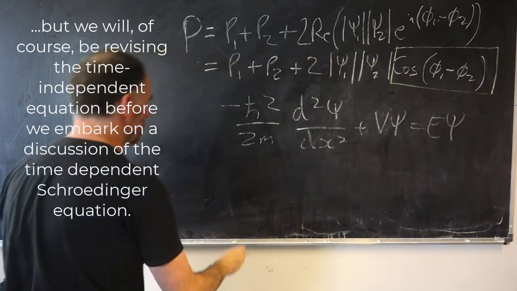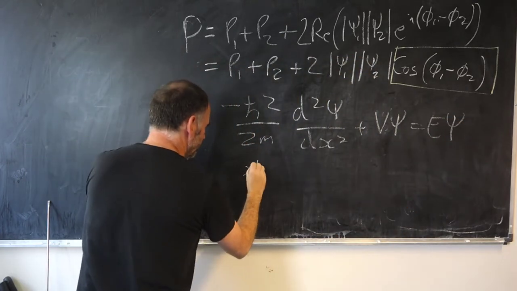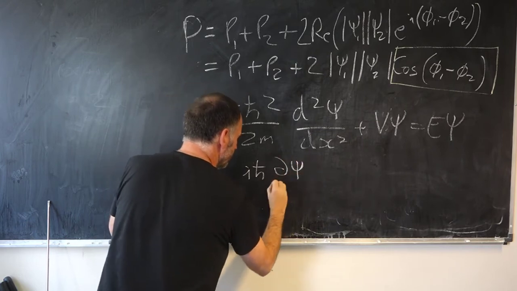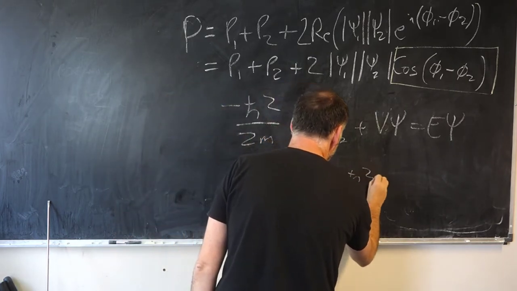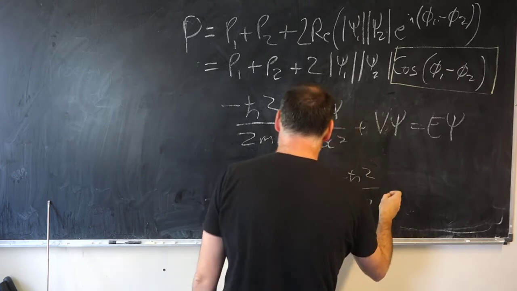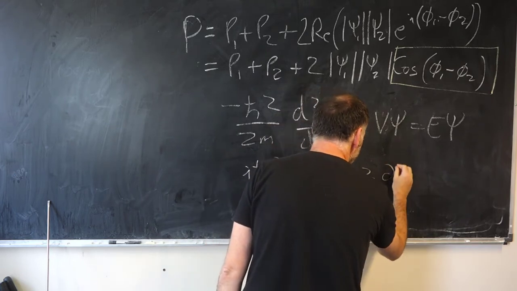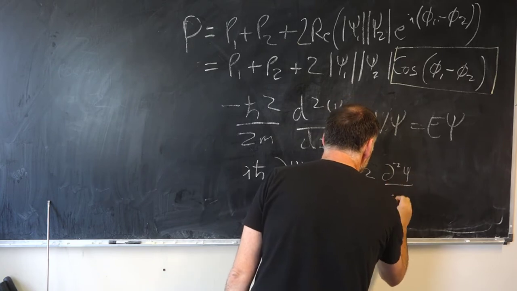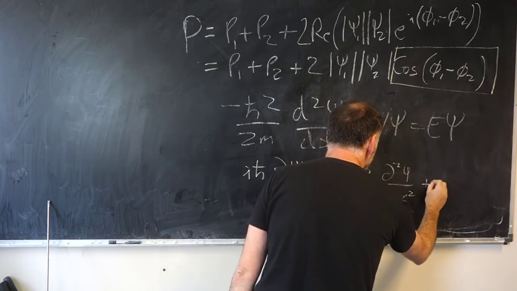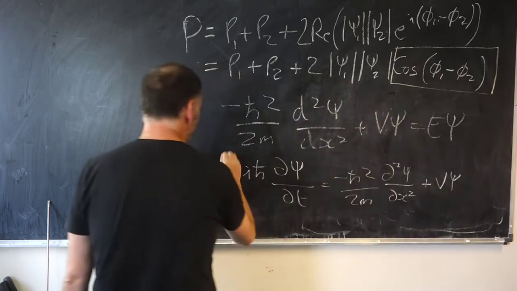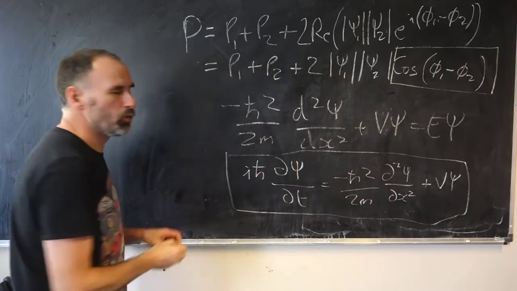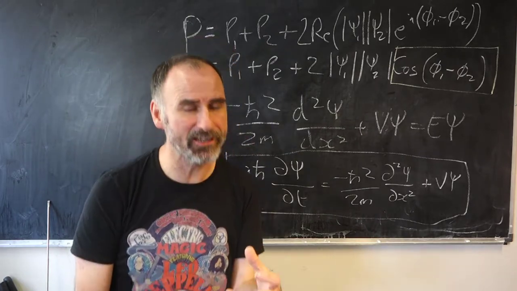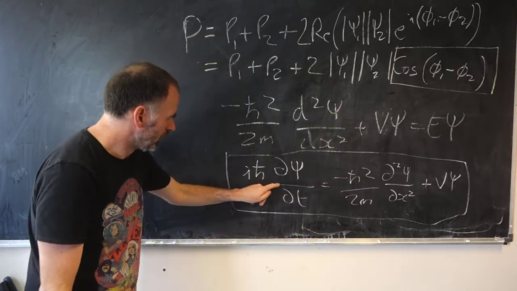Our key equation is instead this. Again, let's keep it in one dimension. Which is the time-dependent Schrödinger equation.